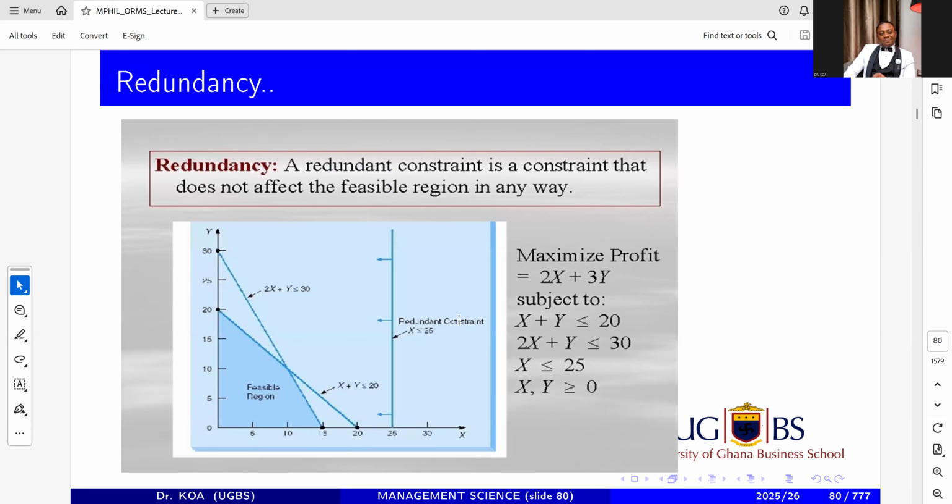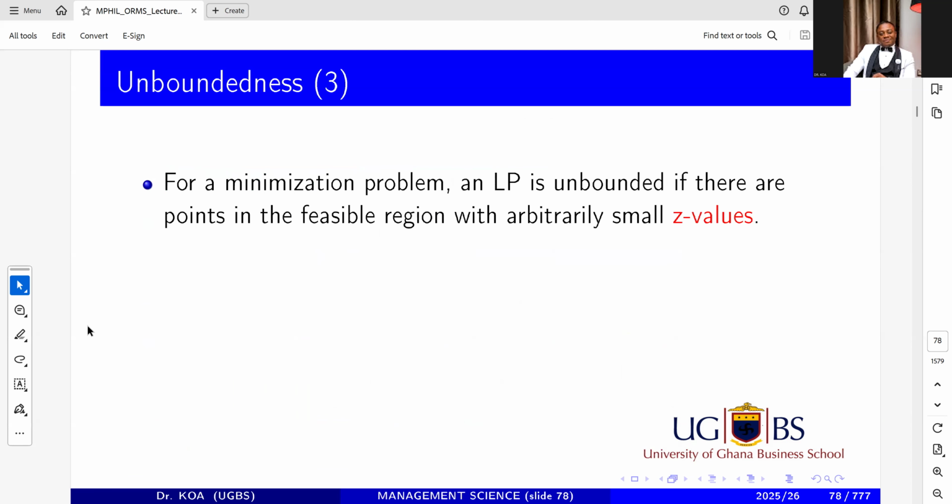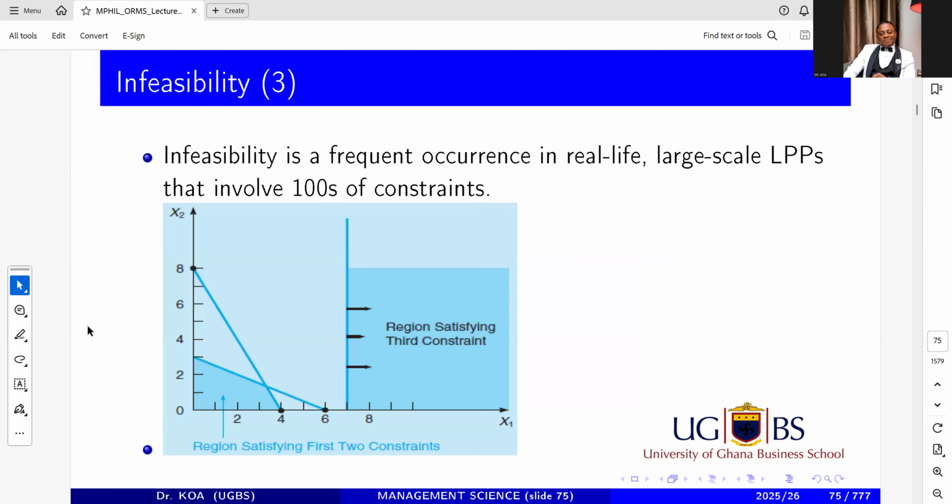Now, let me tell you something about redundancy. The redundancy I showed you earlier is not really redundancy, and I'm going to explain why. It looks like redundancy, but it's not. Let's go back here. You see where the feasible solution area is going? It's going to the right, isn't it? Infinity. It's not redundant, it's true unboundedness. Redundancy is rather coming to the left.